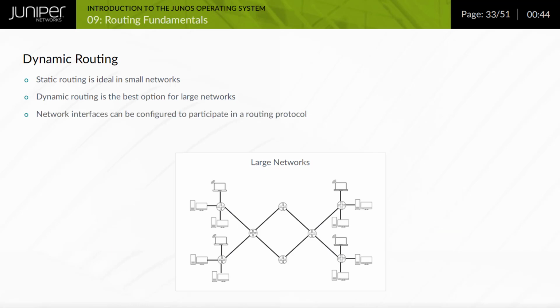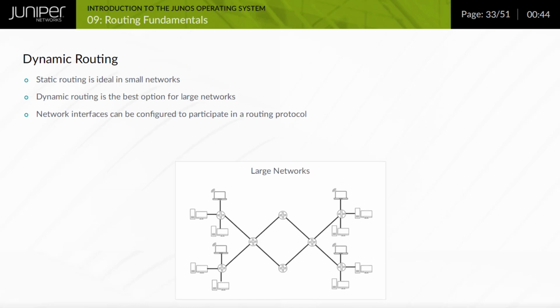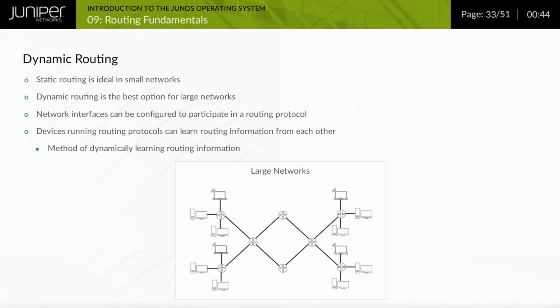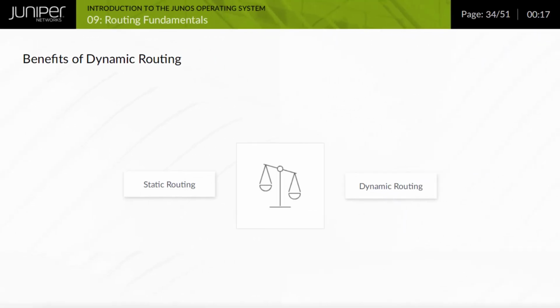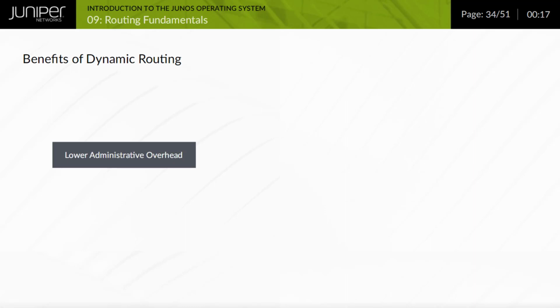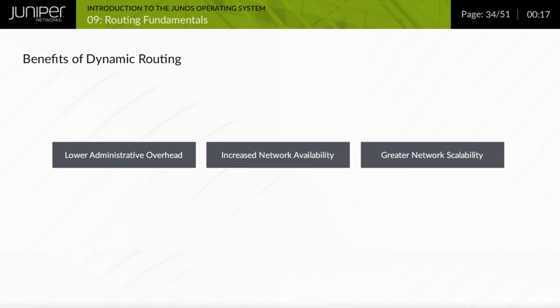With dynamic routing, you simply configure the network interfaces to participate in a routing protocol. Devices running routing protocols can dynamically learn routing information from each other. When a device adds or removes routing information for a participating device, all other devices automatically update. Dynamic routing resolves many of the limitations and drawbacks of static routing. Some of the general benefits of dynamic routing include lower administrative overhead, increased network availability, and greater network scalability. Click each benefit to learn more.